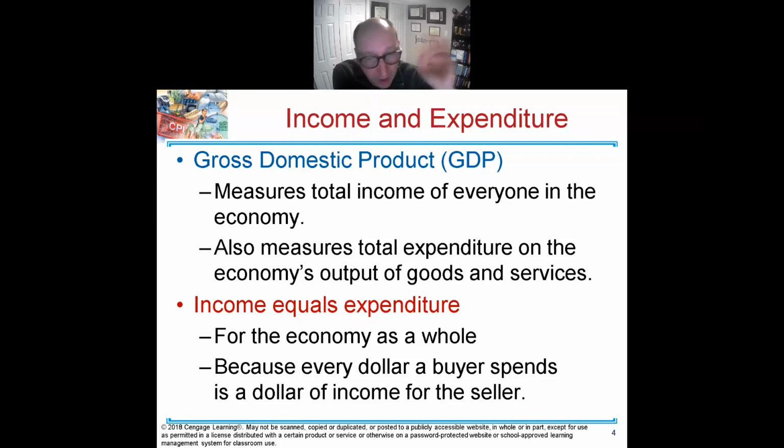We look at every dollar that the buyer spends based off of their income. So again, whole picture. We look at the whole United States to understand the financial health of the country, and we do that by looking at gross domestic product.